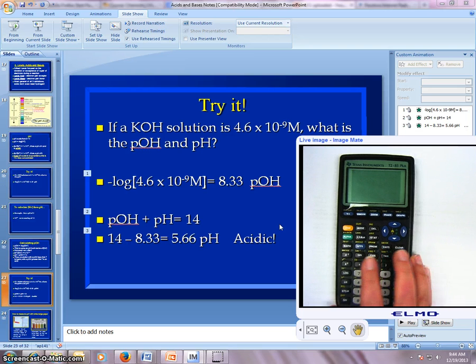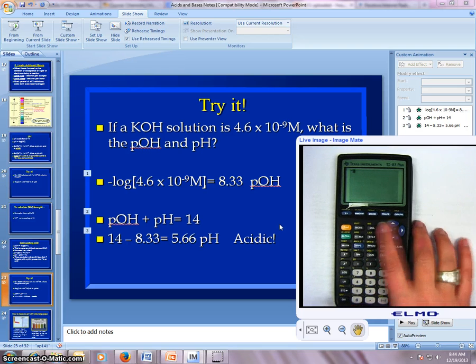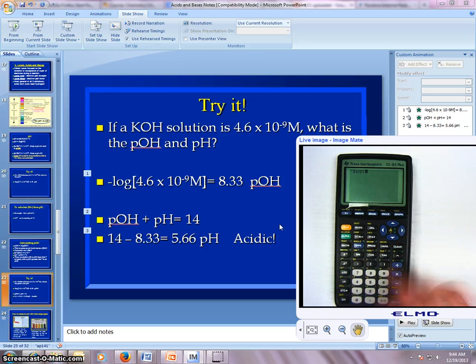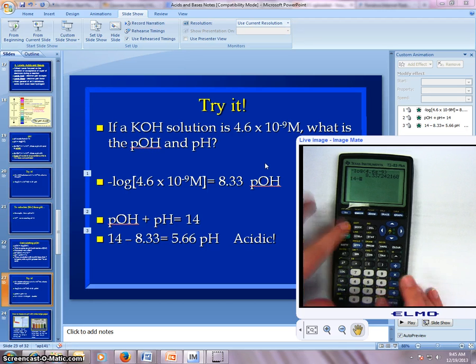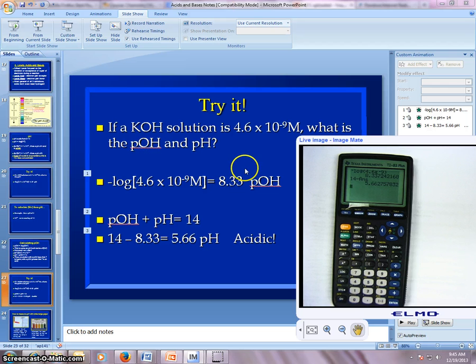So we're given the hydroxide ion concentration. So if we just use the opposite log, we can figure out what the pOH is. So 4.6, second EE to the negative 9th, and I get 8.33 is the pOH. Now, because pOH and pH add to 14, then we can just subtract this number from 14, and that gives us the pH of 5.66. And we know that it's acidic because its pOH is greater than 7 and its pH is smaller than 7.